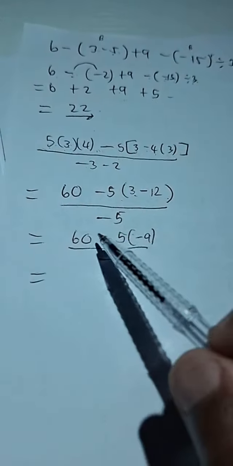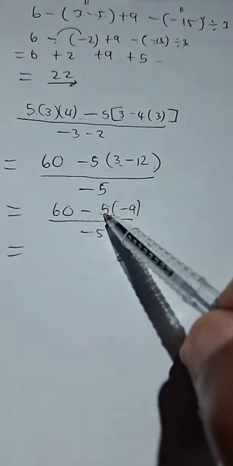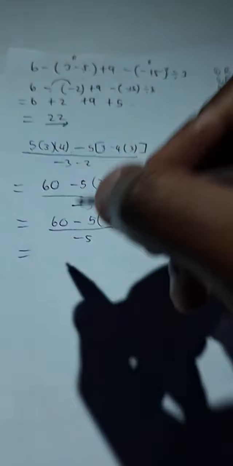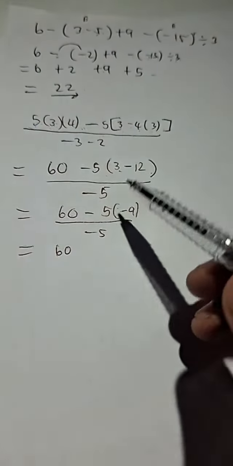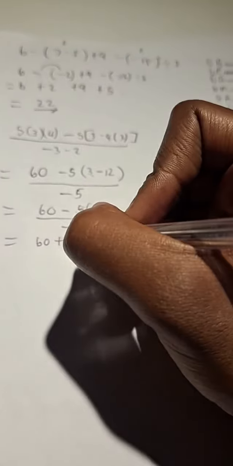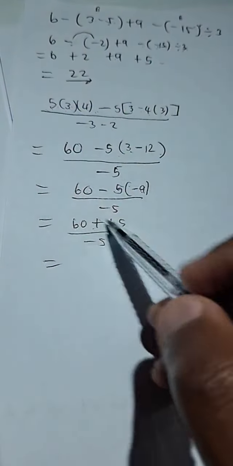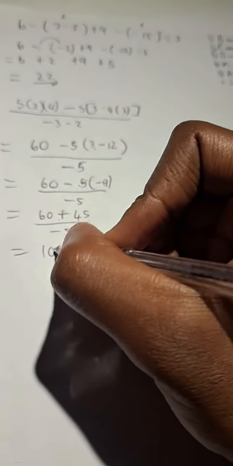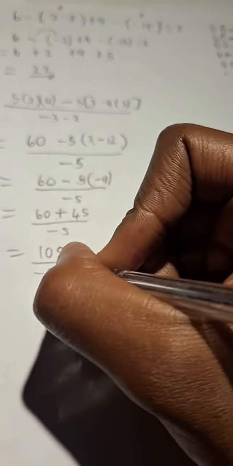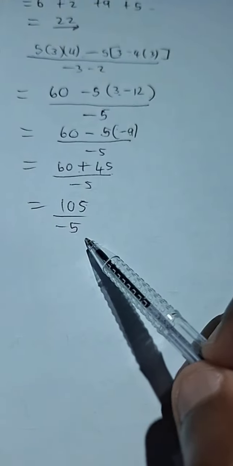Remember, we still can't say 60 minus 5 because BEDMAS does not allow that. We need to first take care of the brackets. So the 60 waits, then we say negative 5 times negative 9. And negative times a negative gives us a positive, while 5 times 9 gives us 45 over negative 5. Then we say 60 plus 45 in the numerator, that gives us 105 over negative 5.